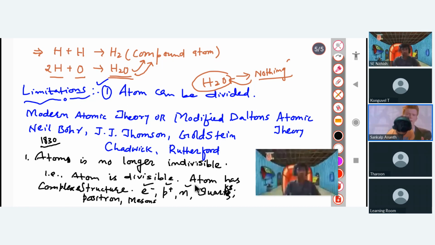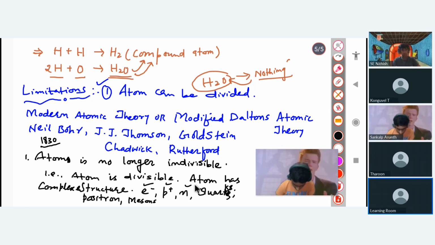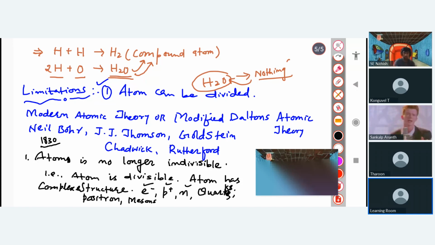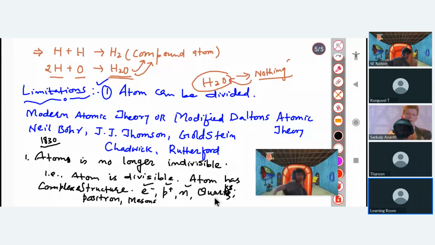Okay, just completed. Yes, atom is no longer indivisible. That means atom can be divided. The atoms were never indivisible, sir. Yes, exactly. Atoms were never indivisible. I asked about quarks, sir. Quark is actually what proton and neutron are made up of. Those are indivisible, right, sir? Yes, they are also indivisible.